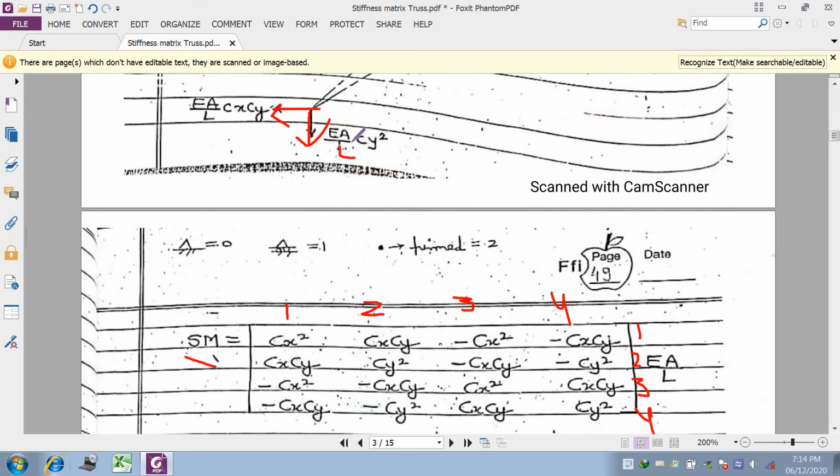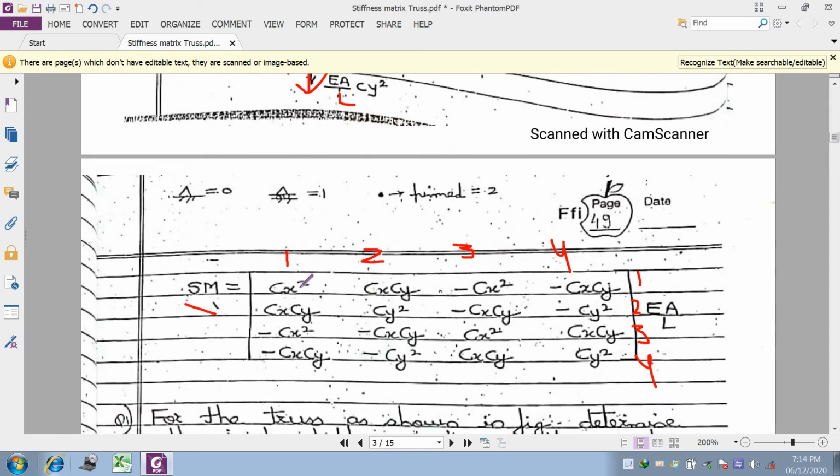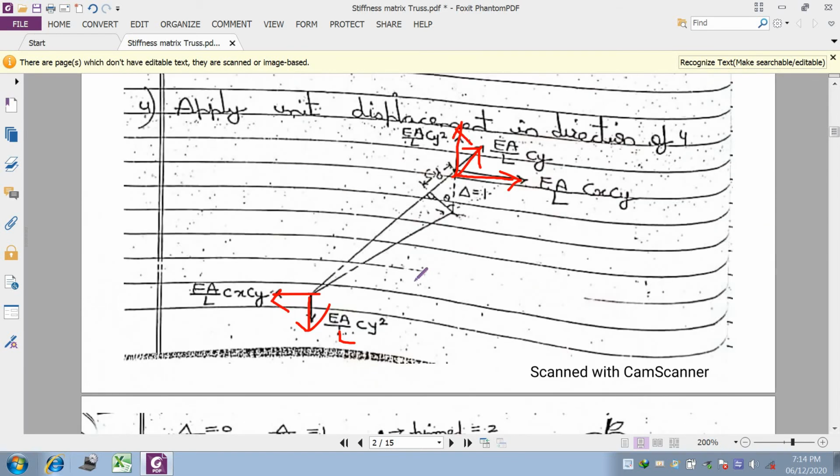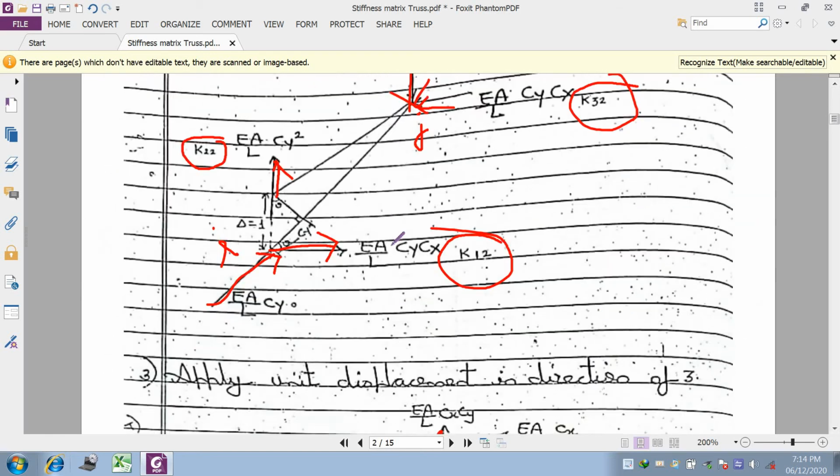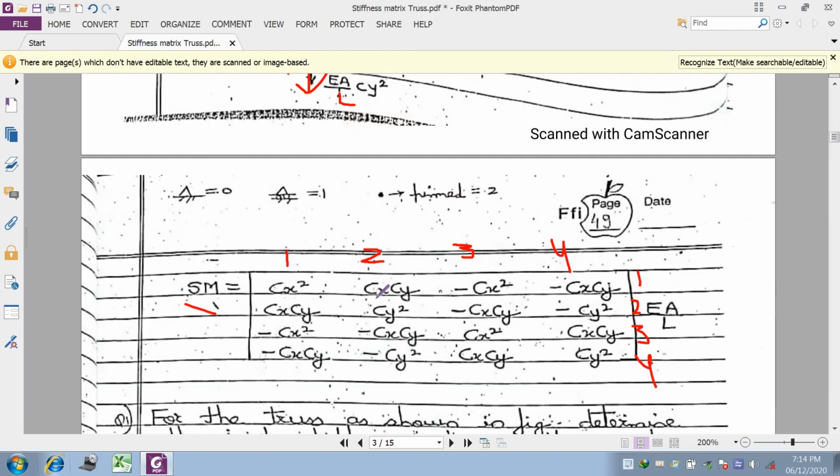So we can take EA by L as common, outside the bracket. In the bracket you will get CX square for 1 1. Now consider 2 1. If you see figure number 1, this is 2 1, so EA by L CX CY. The component we have to write in the bracket will be CX CY.